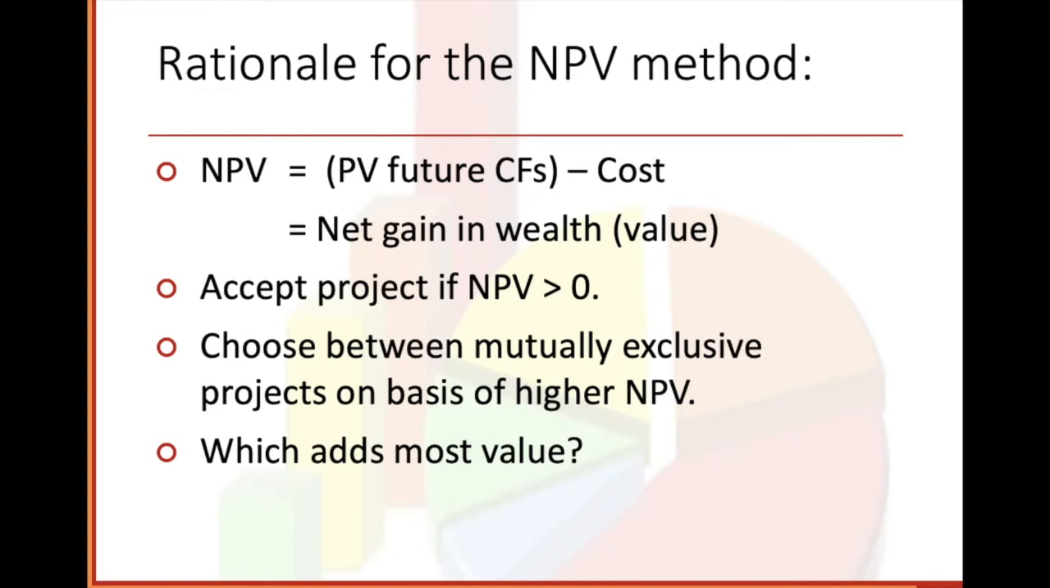Rationale for the NPV method. NPV equals present value of future cash flows minus costs, so then net gain in wealth or value. Accept a project if net present value is greater than 0. Choose between mutually exclusive projects on the basis of higher net present value. Which adds the most value? That's the big question whenever we're looking at options.